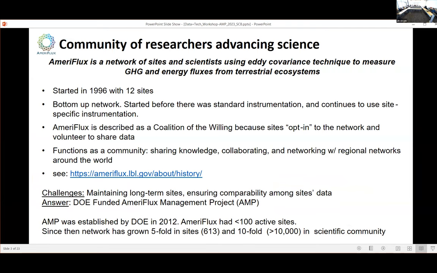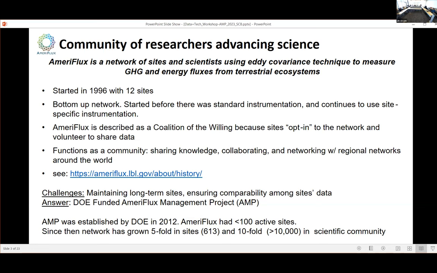One thing we have to remember is that the AmeriFlux network of sites is a coalition of the willing that are using the eddy covariance technique. That's the main tool that we use to measure greenhouse gases and energy fluxes, the land-atmosphere exchange of energy, water, and carbon. It started in 1996 with 12 sites, more than 25 years ago.